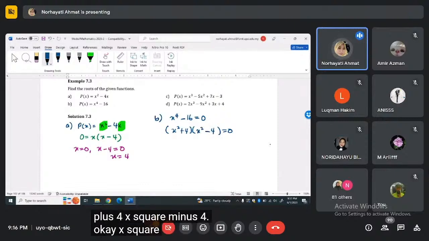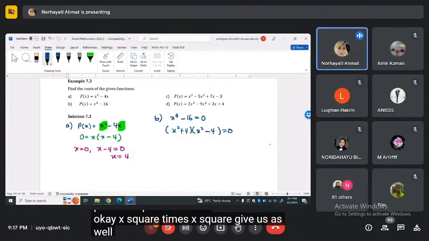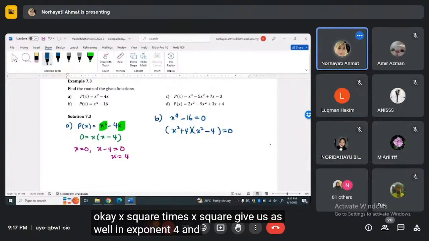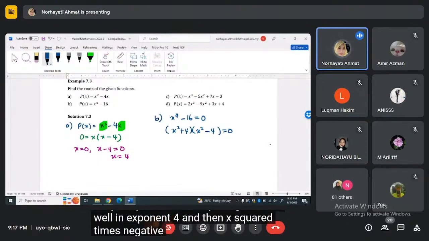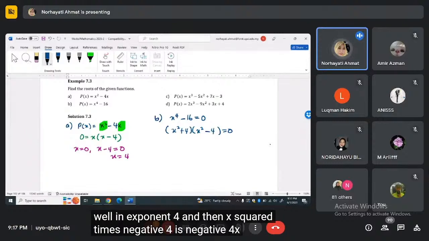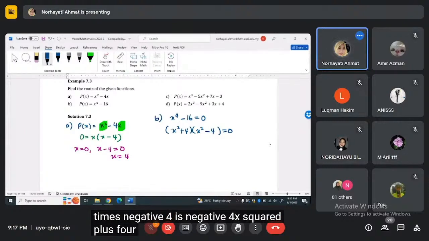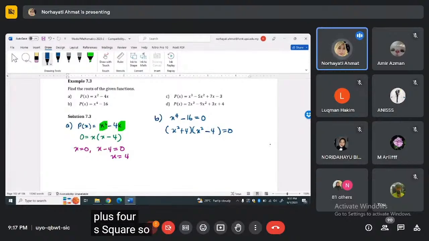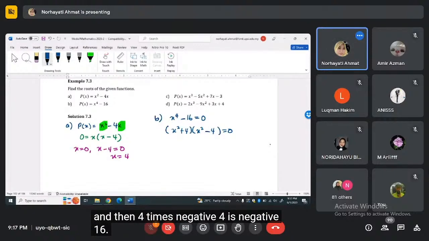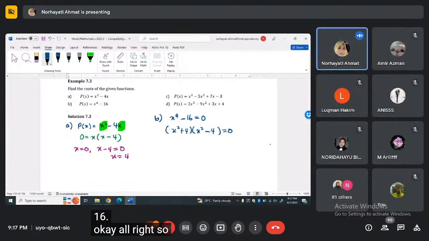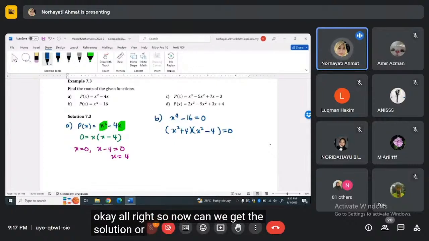Okay, x square times x square give us x in exponent 4. And then x square times negative 4 is negative 4x square, plus 4x square. So already gone, terms for x square. And then 4 times negative 4 is negative 16. Okay, alright. So now can we get the solution or value for x?